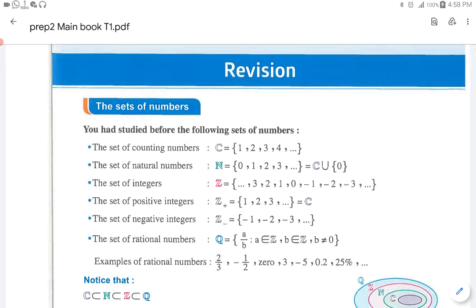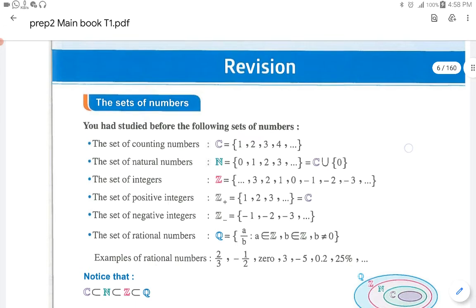هنبدأ بالجبرا. أول درس معنا النهاردة ريفيجن. في أول درس بتكلم عن مراجعة عن حاجات أخذناها قبل كده.